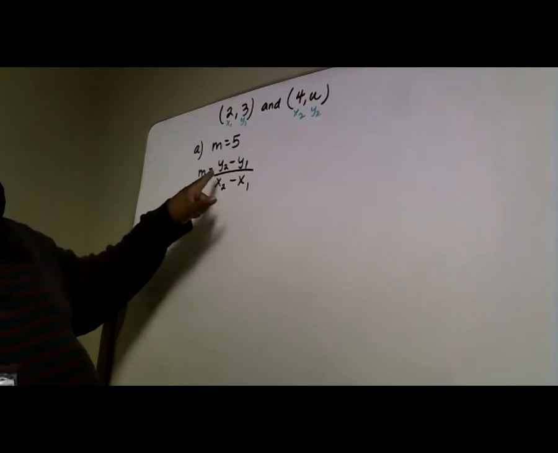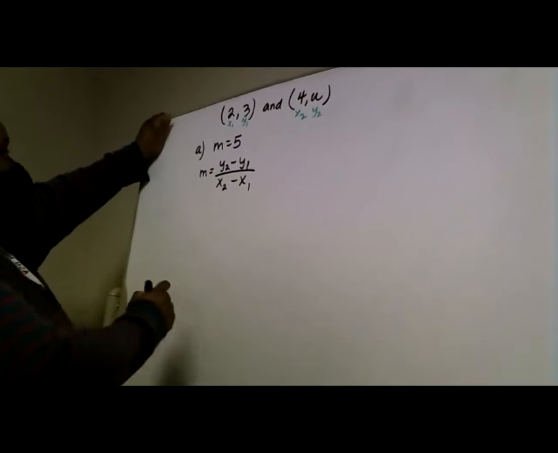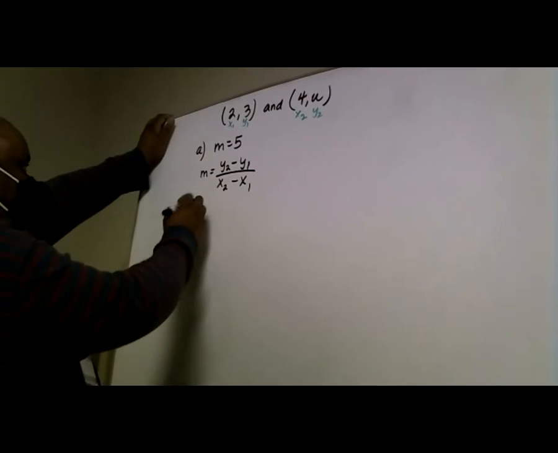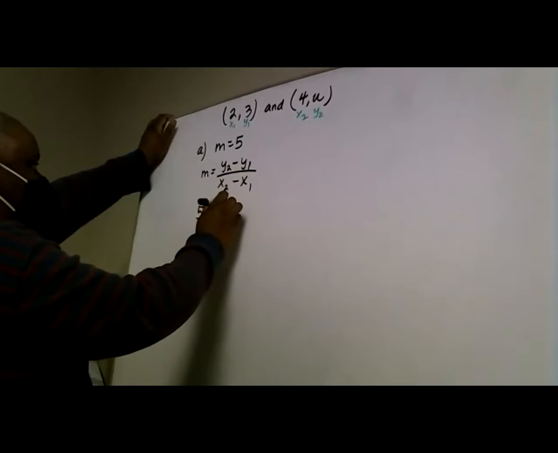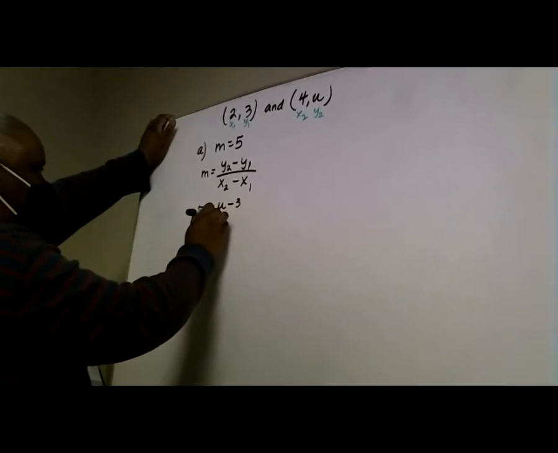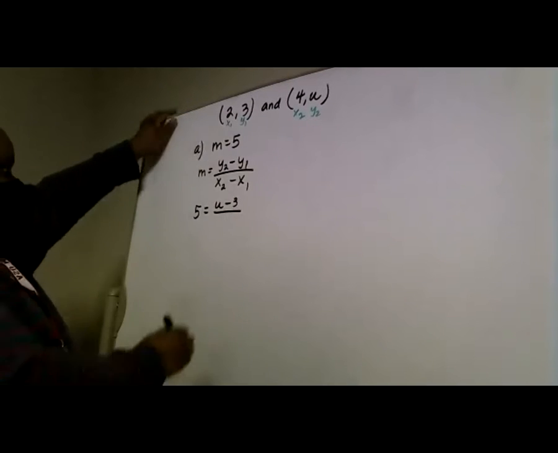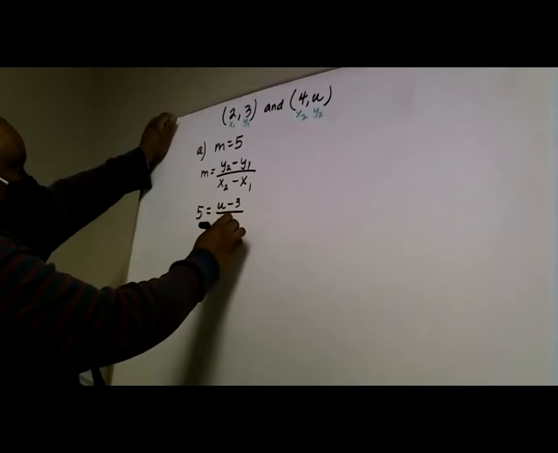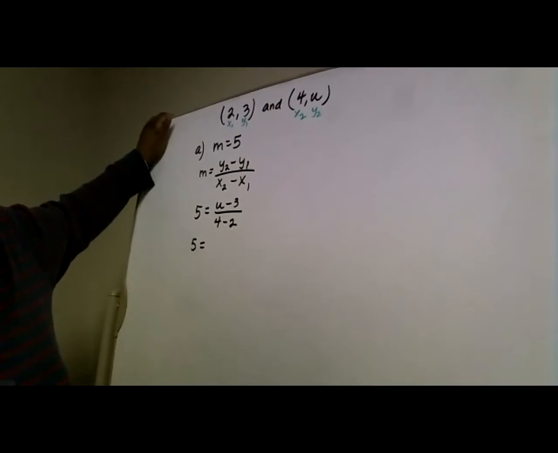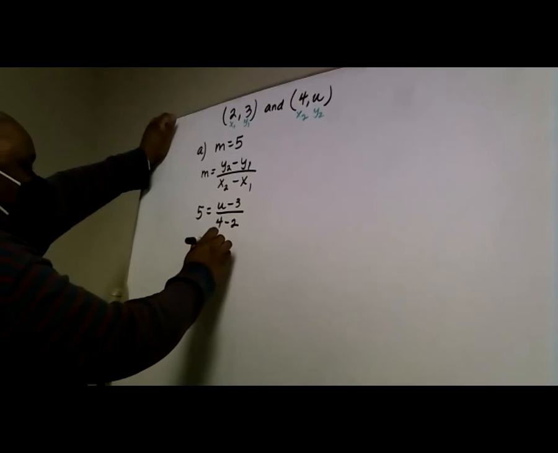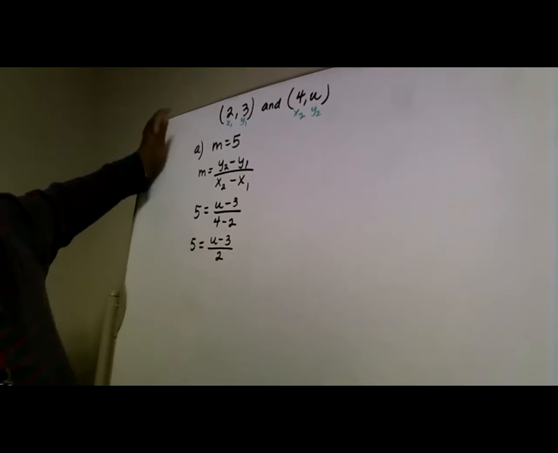So here, y2 minus y1, that's going to be this u minus 3. And of course, our m is going to be 5. So we substitute the m with 5 first. And then y2 would be u, minus y1 would be 3, divided by x2 minus x1, that would be 4 minus 2. So I'm going to have 5 is equal to, the numerator is u minus 3, the denominator 4 minus 2 would be 2.